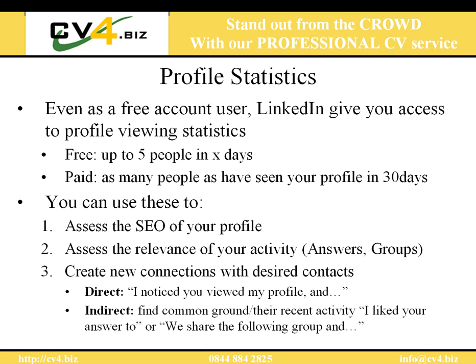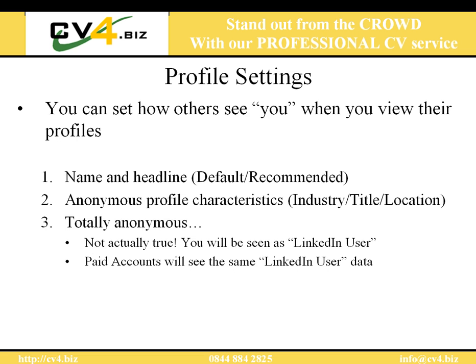You can use this information directly and say, hey, I noticed you viewed my profile and would you like to connect? Or you can use it more intelligently, indirectly, in reverse, and go back and look at their profile, find some common ground, look at their recent activity and say something along the lines of, I liked your answer to, or we share the following group. You'll generally find that direct connection requests will have about an 80% response success rate and indirect ones will have about a 90 to 95% connection rate.